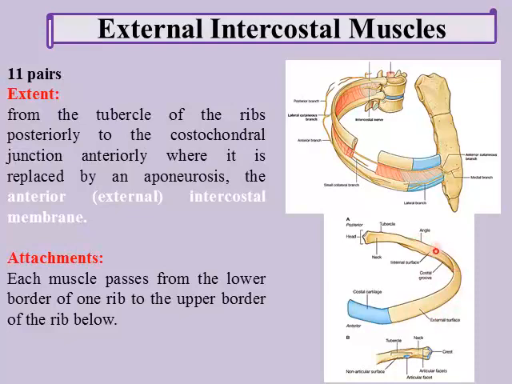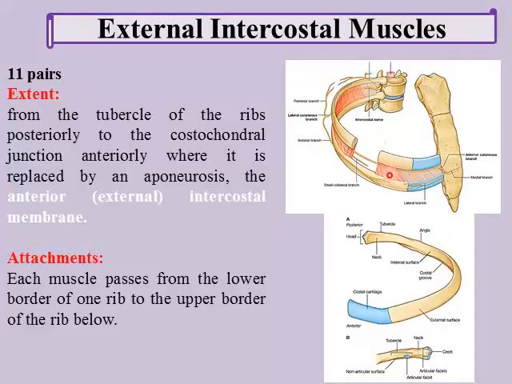The upper border is rounded and the lower border is sharp, like a knife. It is sharp. So if we are going to study the rib, the upper border is rounded while the lower is sharp.